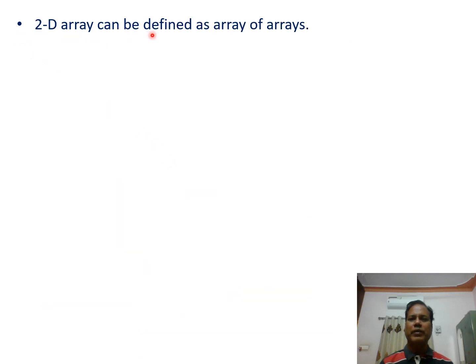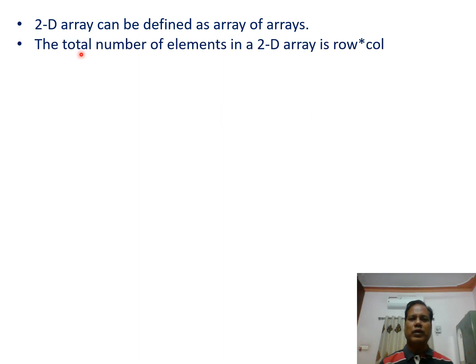A 2D array can be defined as an array of arrays. The total number of elements in a 2D array is the row number multiplied by the column number.